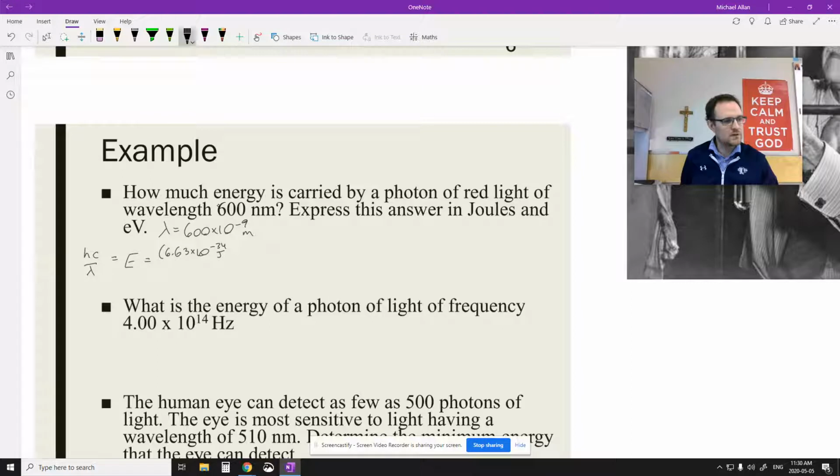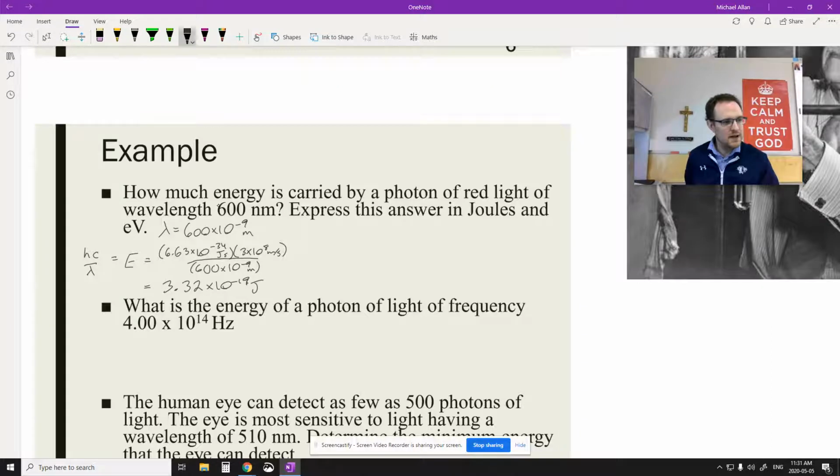Okay, so I'm going to do the joule one first. So my speed of light here, and I'm going to divide it by my wavelength. I'm going to make sure that's in meters, because the speed of light's in meters, and joules has meters and kilograms and all sorts of things in it. So I'm going to make sure all the units match each other. Okay, so I'm just going to type this all in my calculator. And we're going to get an energy in joules of 3.32 times 10 to the negative 19 joules. Okay, so it's a rather small number.